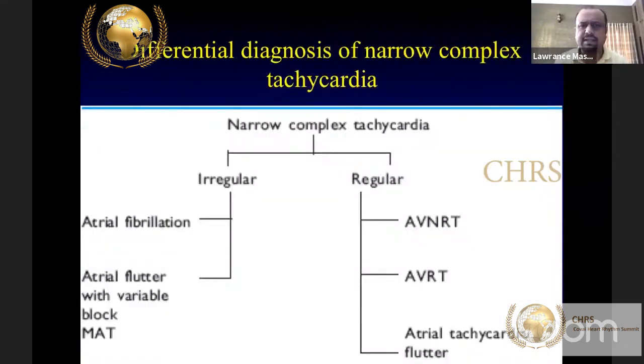If you look at narrow QRS tachycardia, you broadly divide them into two categories: one is irregular and another is regular. The regular narrow QRS tachycardias are AV nodal reentrant tachycardias, AV reentrant tachycardias, and atrial tachycardias and flutters with fixed blocks. The most common irregular narrow QRS tachycardia is atrial fibrillation, followed by atrial flutter with variable block. These are not fixed blocks like 2:1 or 3:1, but the patient has variable blocks, where you can see an irregular atrial flutter secondary to variable blocks.